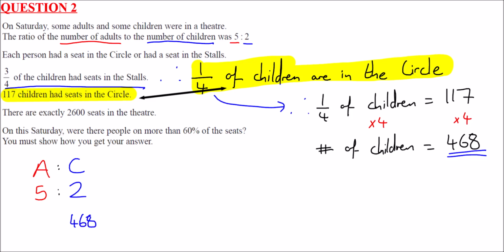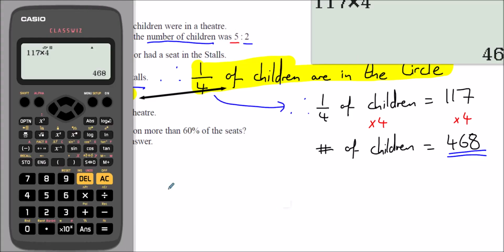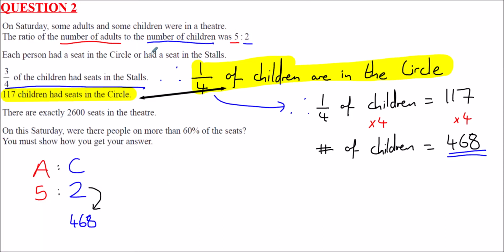So how could we go from 2 up to 468? What have we multiplied 2 by to get 468? Well, we can work this out by simply doing 468 divided by 2, which gives us 234. So essentially we can multiply both sides of this ratio by 234.